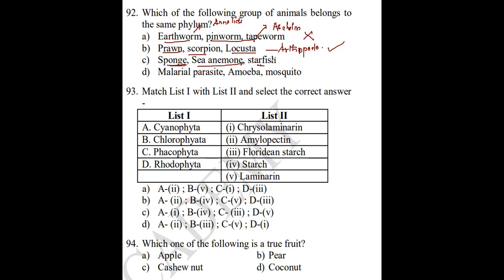Yes. And starfishes belong to Echinodermata. So they are all different phyla. And malarial parasites are different. Amoebas are protozoans, and mosquitoes are going to be the carriers, belonging to the insect family, arthropods. So all are going to be different phyla, so we cannot choose that answer. So what's going to be the correct answer? Prawns, scorpions, and locusts. All these three belong to the Arthropoda phylum.